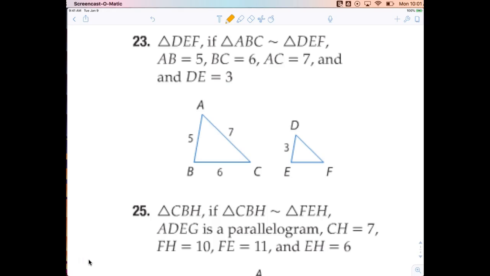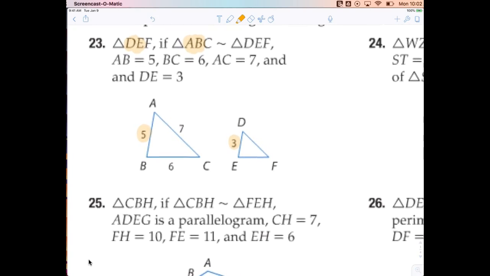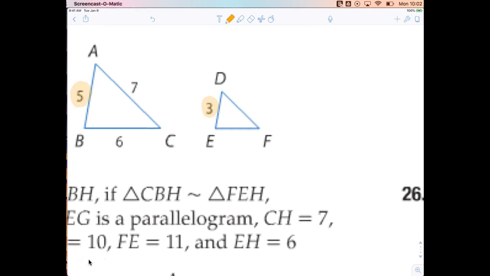One thing I want you to realize is what the scale factor is here. For number 23, what would we say? 5 to 3. Isn't that what AB corresponds to? AB corresponds to DE. So the scale factor is 5 to 3, right? Any questions? Now, it says in the directions we want to find the perimeter. To find the perimeter of DEF, we could figure out what DF is, then EF, and then add them together. Does everybody agree?